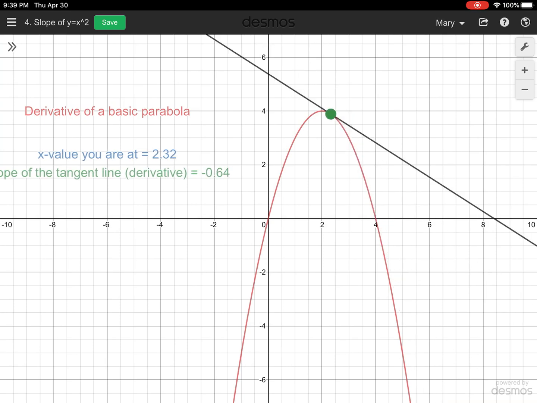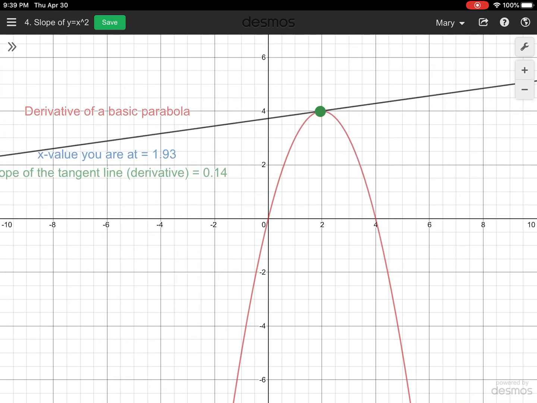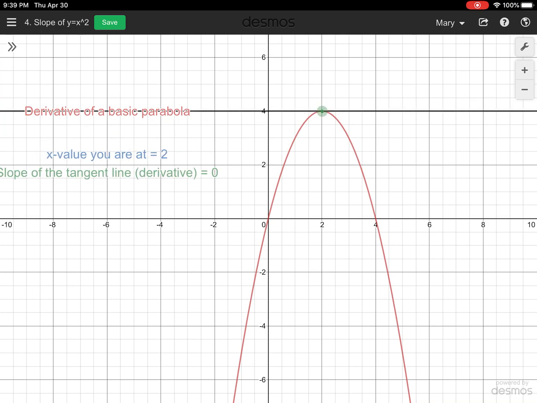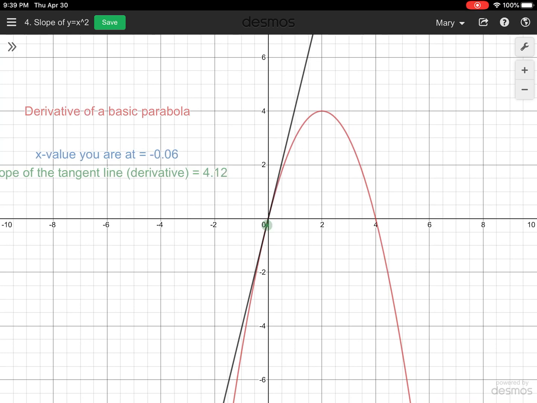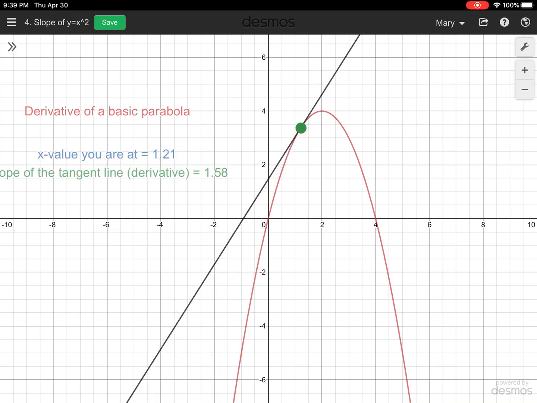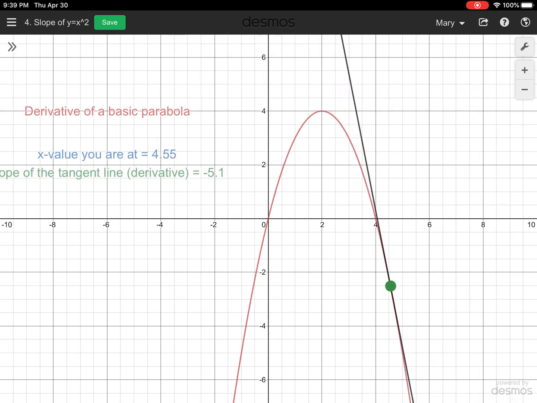But what I can tell from this is that right here at 2, the slope was 0. So I know that must be a max or a min. And then before it, the slope was positive, so I was rising. I got to my maximum, and then the slope was negative, so it had to come back down.